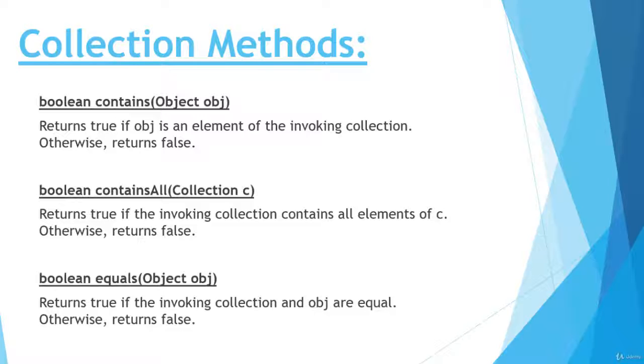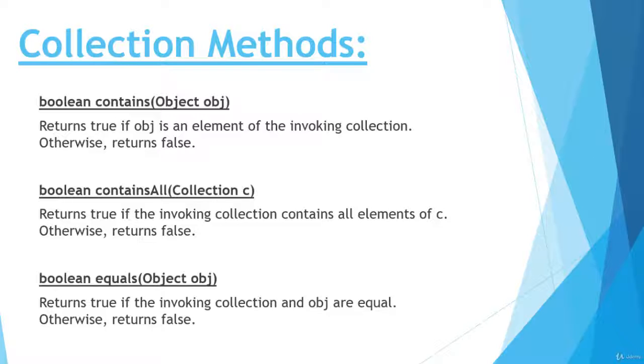Now, for example, we have an ArrayList of the String type which has different names of programming languages. If we call the contains method and pass Java in it, then this method checks whether Java is present in that collection or not. If Java is present in that collection, it returns true, otherwise it returns false.